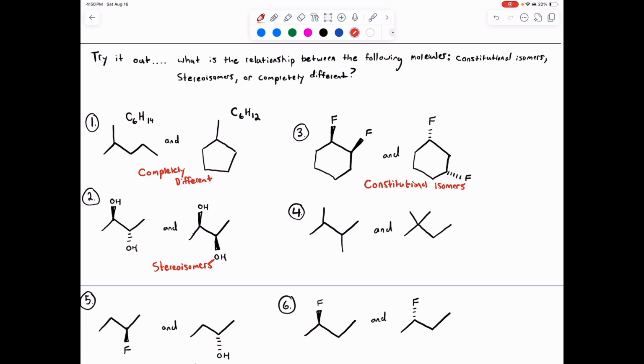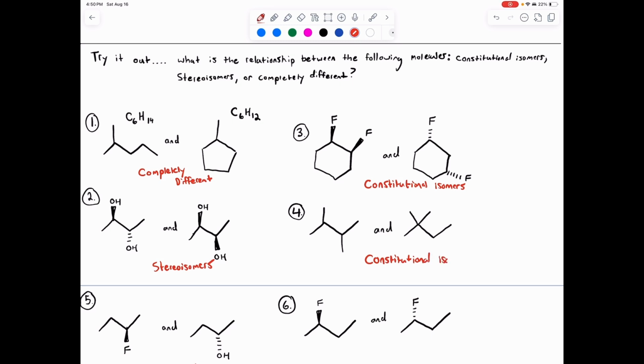Next up, what I want you to see here is if we figure out the chemical formula for both of these, both have the chemical formula C6H14, so they are isomers. Then we are going to ask if they have the same or different connections. They have different connections because here we have a 4-carbon chain with methyl groups coming off of carbons 2 and 3. Here our methyl groups are both coming off of carbon 2. Different connections, constitutional isomers.